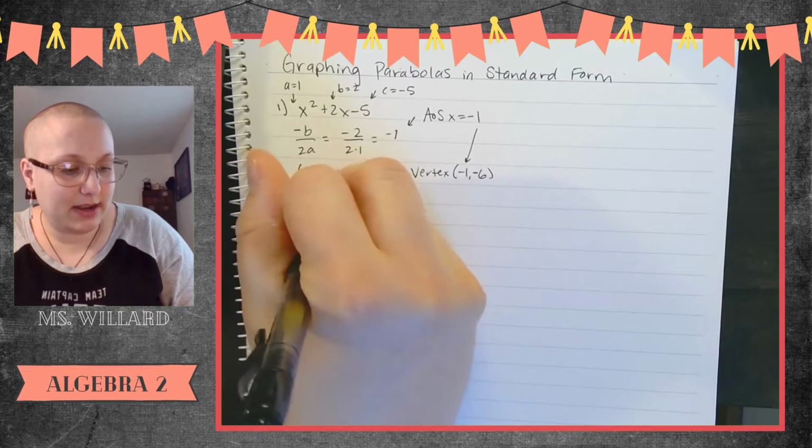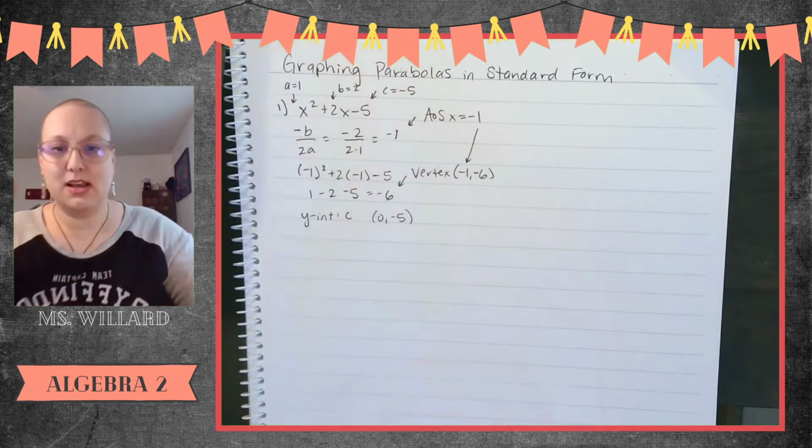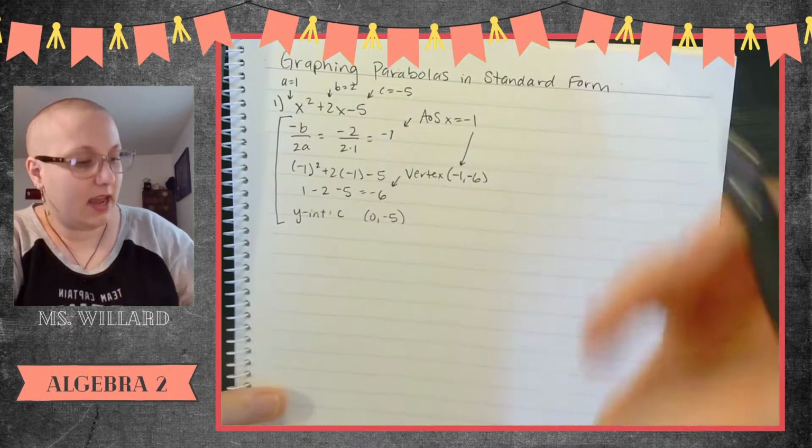And then I also know my y-intercept is c. So that's at 0, negative 5. Those are the three things that I know just from looking at the equation. And then I'm going to graph it.